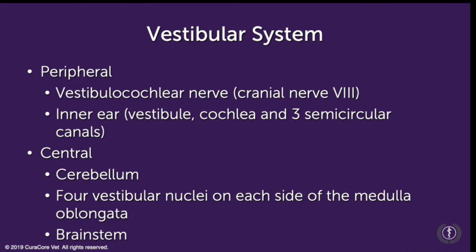With regards to the vestibular system, there's basically two components, the peripheral component and the central component. And the peripheral component exists in the inner ear. We have the vestibule, the cochlea, and the semicircular canals, and then also cranial nerve 8 called the vestibulocochlear nerve. The central part of the vestibular system consists of the cerebellum and 4 nuclei at the medulla oblongata of the brainstem.